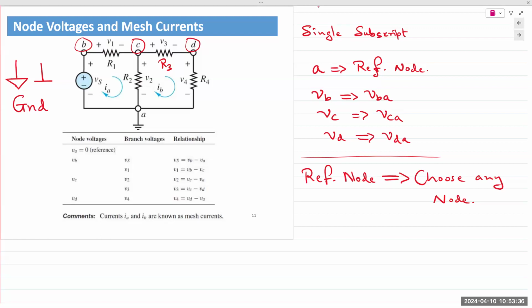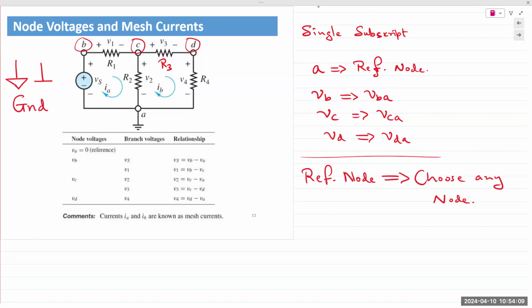So in this example, we choose A as a reference node. What is connected at A? Well, ground. Yes, ignore the ground for now. My question was incorrect. Let me phrase it more clearly. What components are connected at A? Yes, R2 and R4. How about VS? VS is also a component.